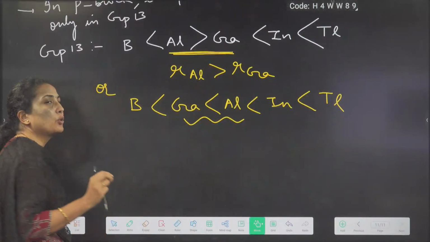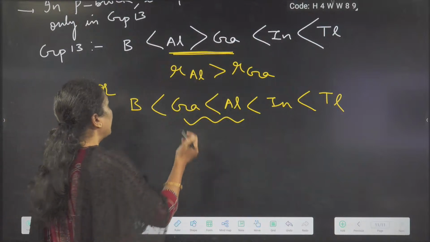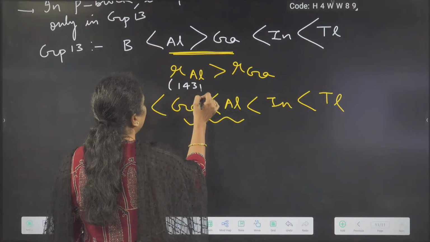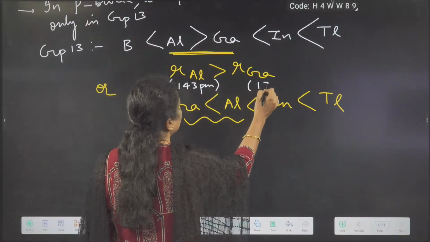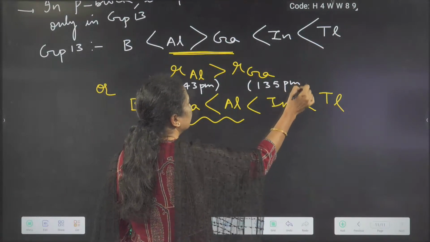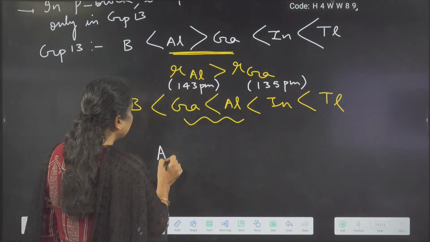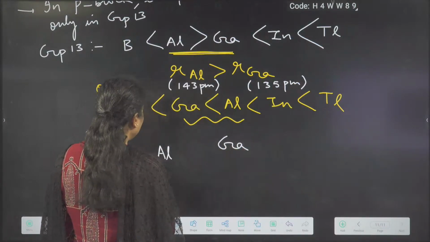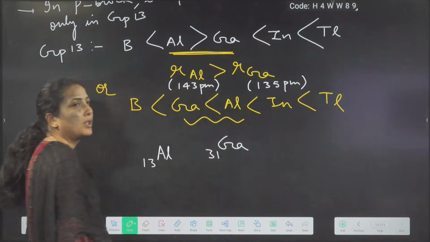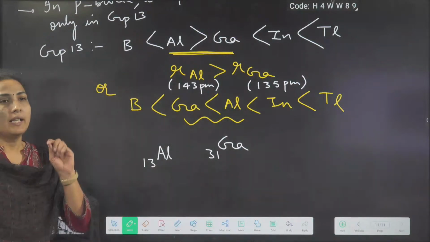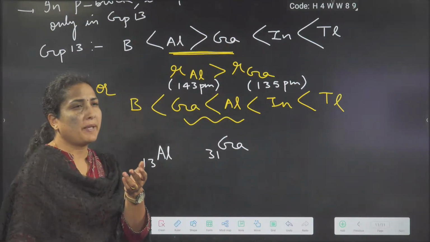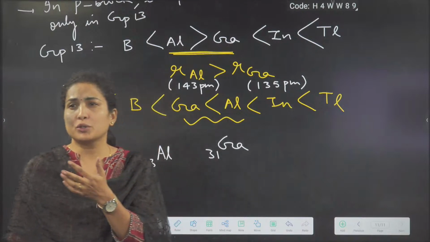Let us try to see what happens there. In fact, the data according to NCERT is 143 picometer for aluminium and 135 picometer for gallium. Now let us see the reason behind this. Aluminium is 13, gallium is 31. Now when it's not an anomalous pair here, beta, do not use the term anywhere.